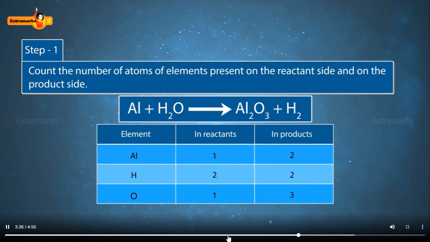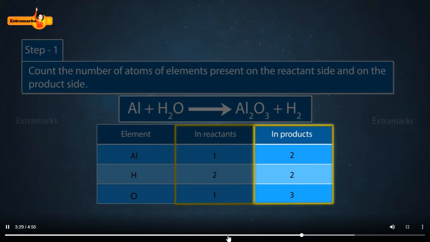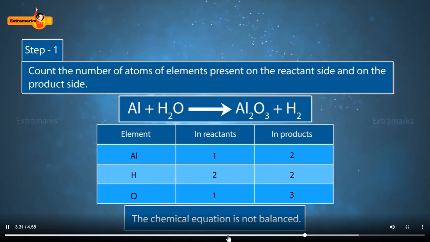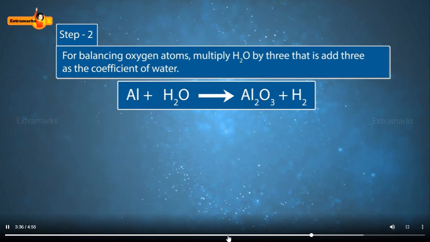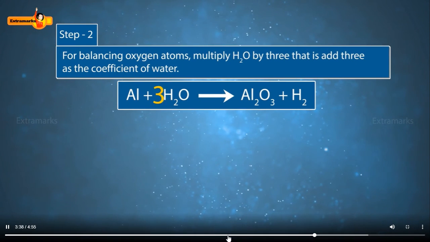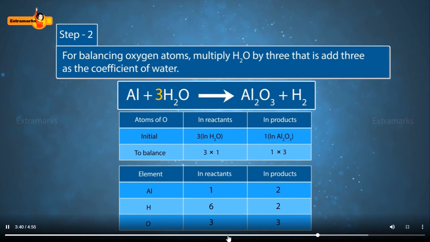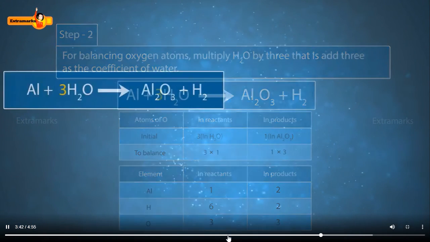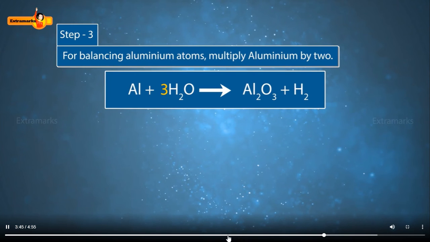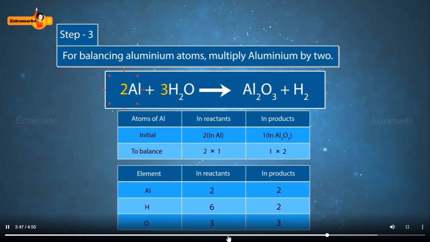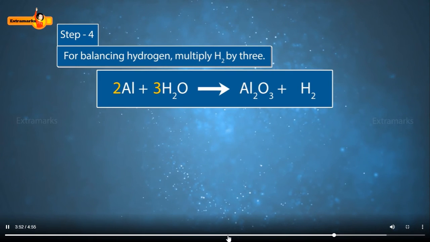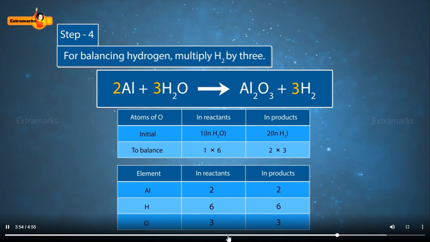Since the number of atoms in the reactants and products is not same, the reaction is not balanced. Let's balance this equation. For balancing oxygen atoms, multiply H2O by 3, that is, add 3 as the coefficient of water. For balancing aluminium atoms, multiply aluminium by 2. For balancing hydrogen, multiply H2 by 3. Remember, we have to write 3 only as the coefficient of H in H2.